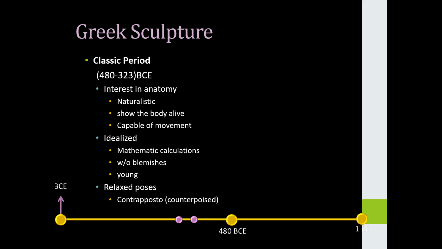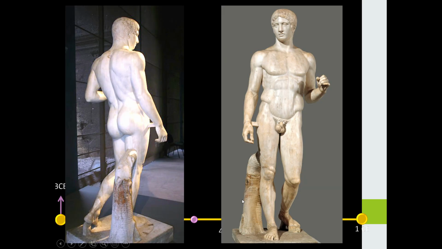Last but not least, in order to showcase this idea of the capability of movement or show that the body is alive, the body in a really relaxed pose is going to help with this concept or this visual trick to show that the body is somewhat alive. So that trick is called contrapposto. And this is what contrapposto looks like, right?